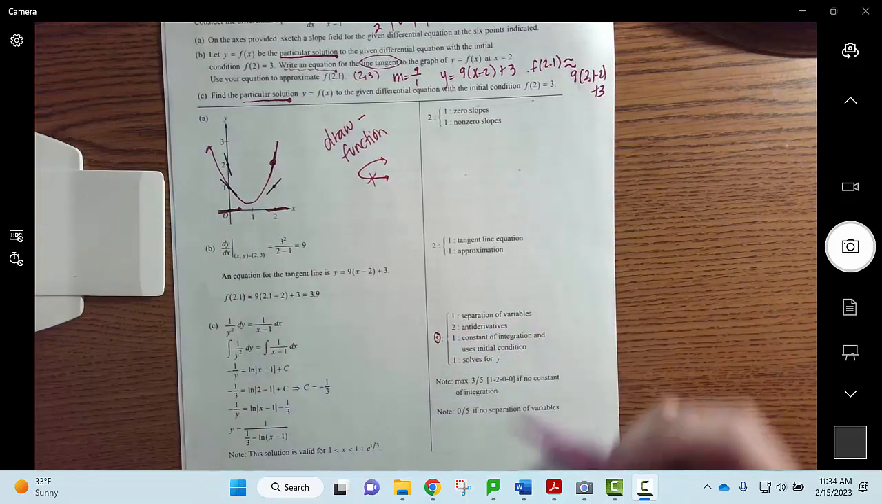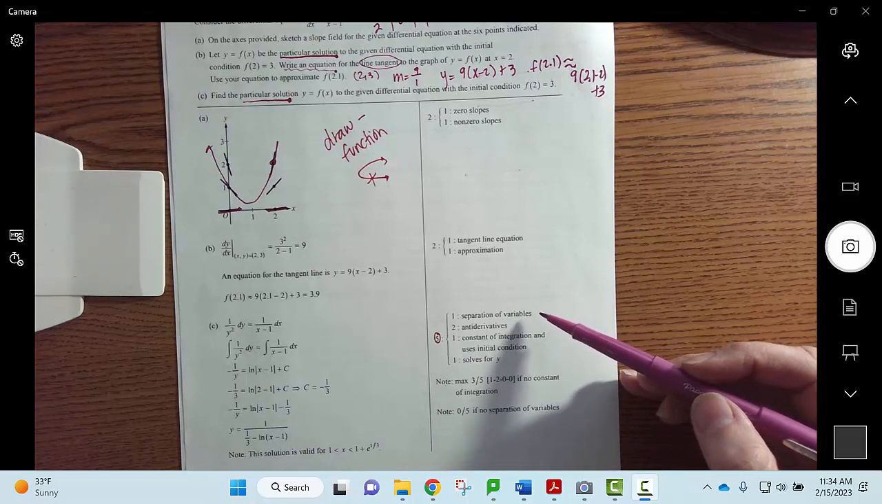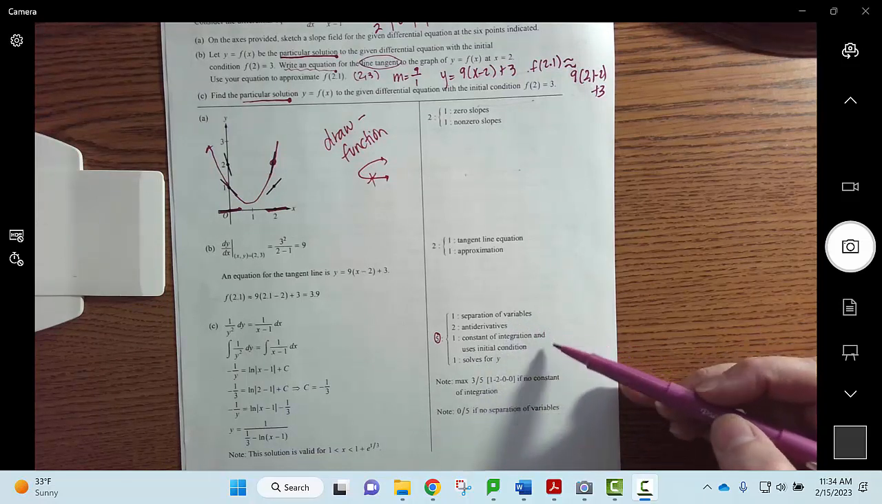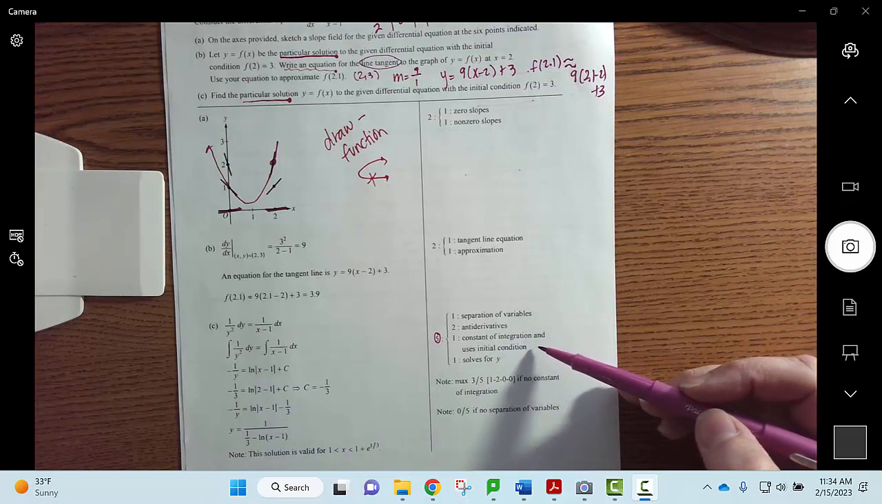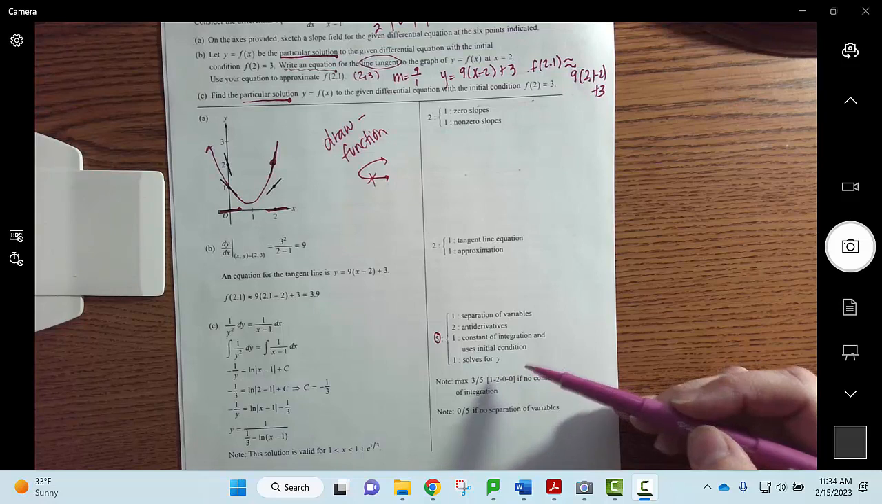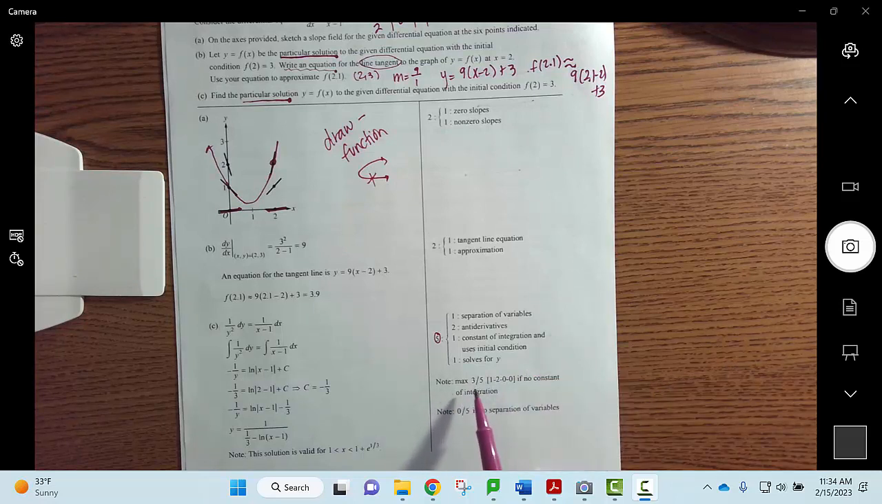Notice how many points part C is worth. So again, really quick here: separating the variables properly, the antiderivative on each side, having the plus C, using the initial condition to find it, and then finally just solving for y. This is basically saying that the max points you can get with no constant, so not having a plus C, is 3. And if you don't separate, you can't do any of it. So even if you put a random plus C, they would not give you any points for it.